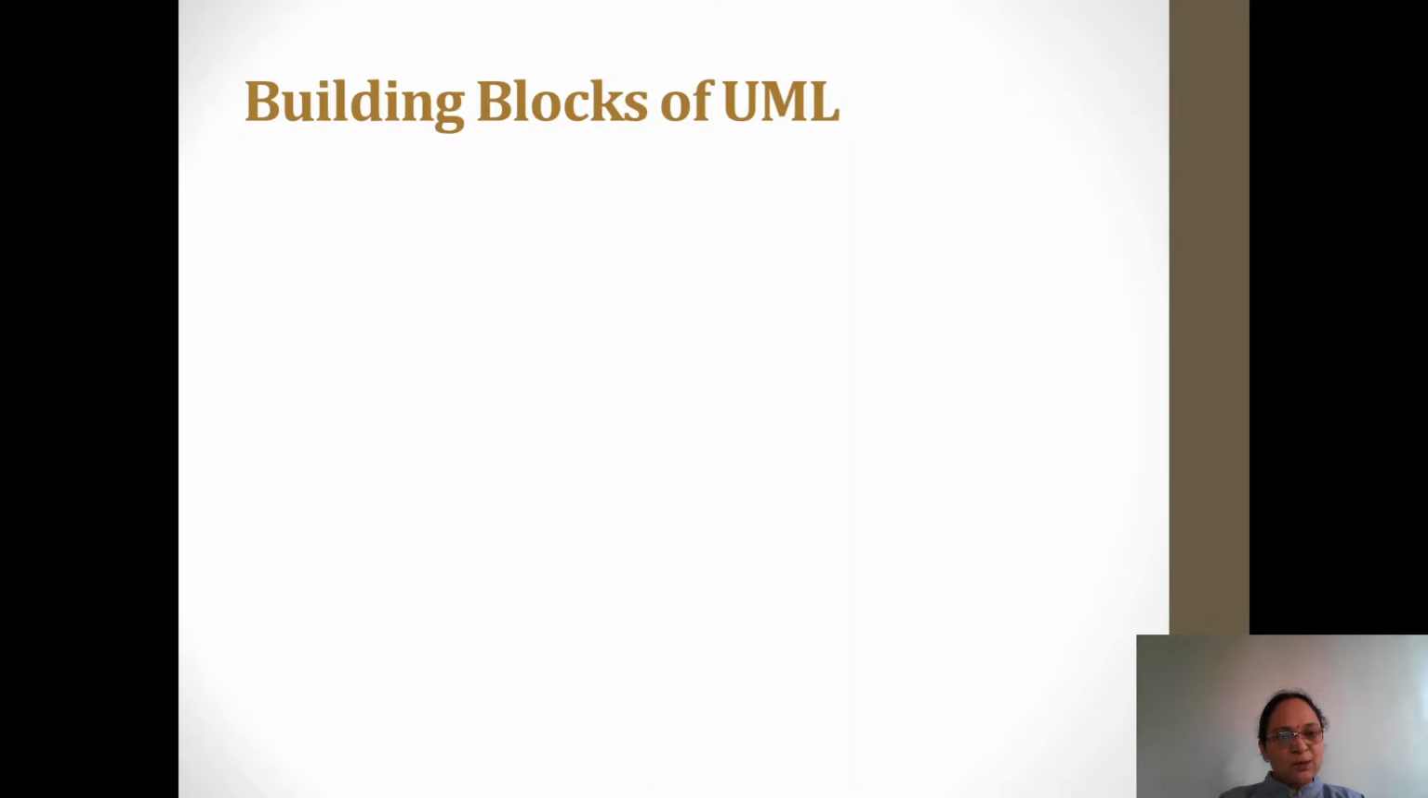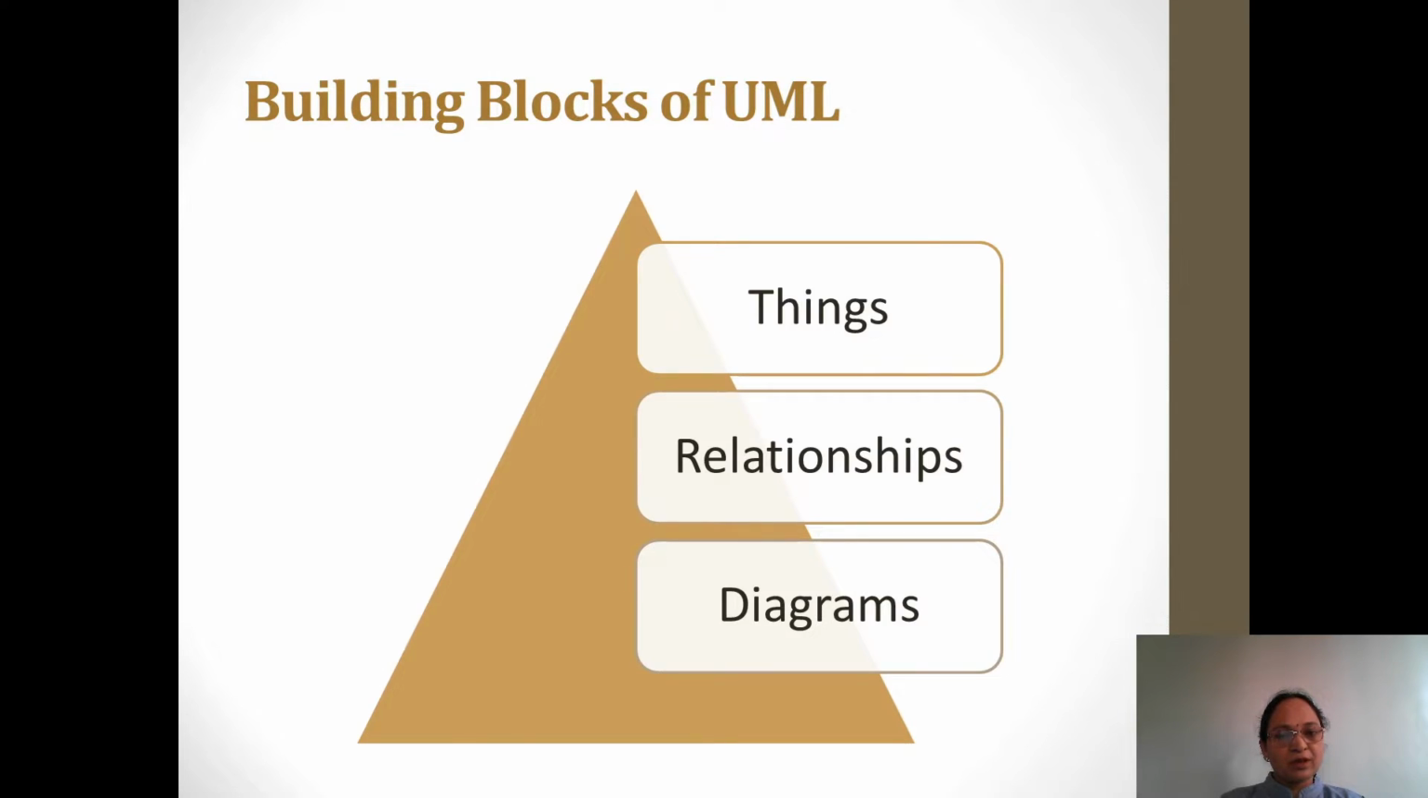Then, in the next point, we will discuss the building blocks of UML. There are three building blocks of UML: things, relationships, and diagrams. Things are the set of elements used in UML modeling, and relationships are the linkage or interaction within these elements. These two elements, things and relationships, construct diagrams.